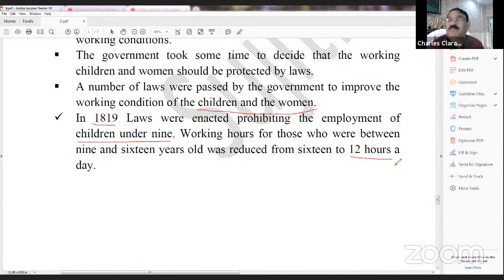Students of history, if you really want to become real historians, really want to do something for this nation, understand. They worked for 16 hours when they were 10 years old. Of course, later on it got reduced to 12. I don't know how many of you are studying for just 5 hours a day. Great.